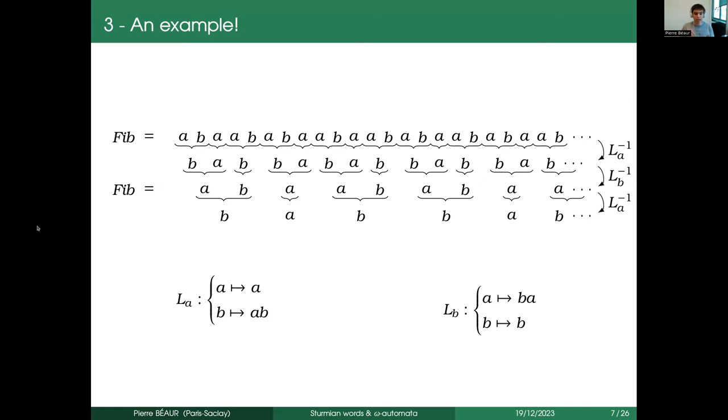And also I have, I'm alternating between L_A's and L_B's. So I'm infinitely alternating between A's and B's. Okay.